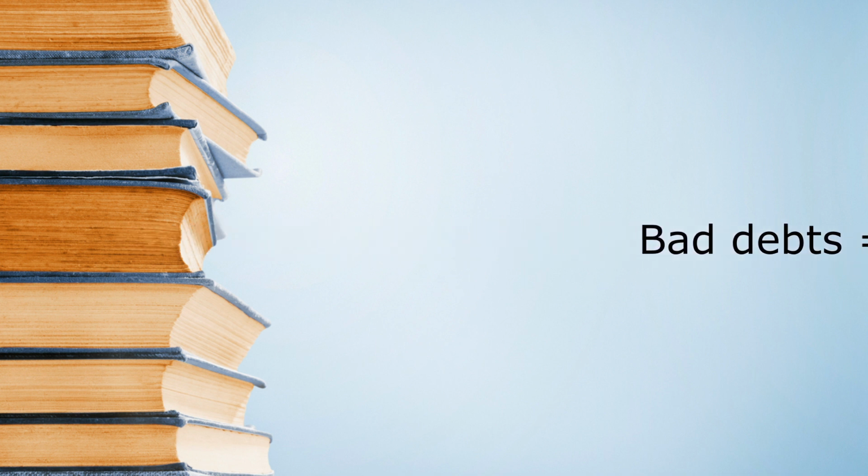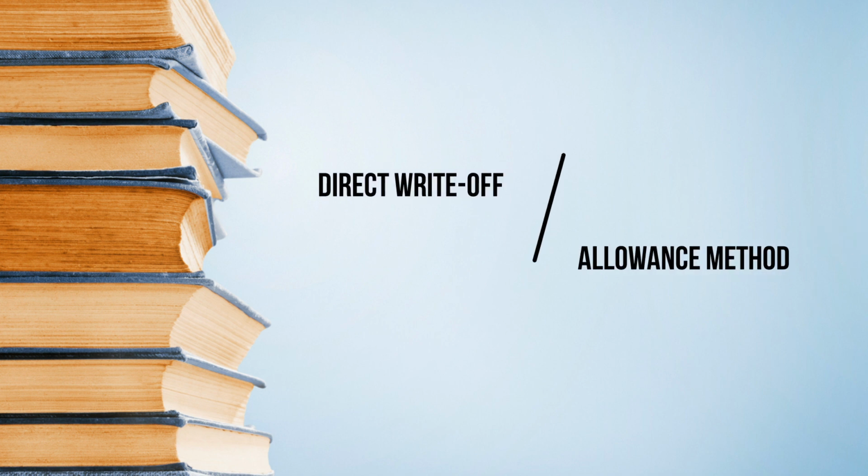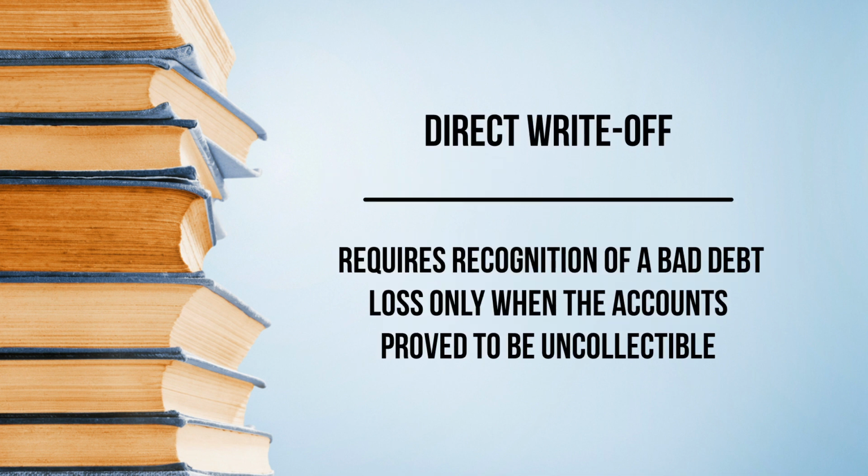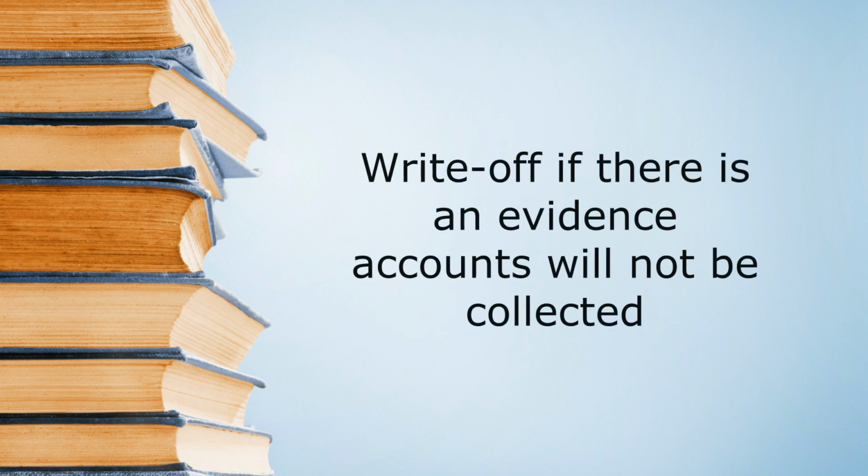There are two methods followed in accounting for bad debts, namely the direct write-off and the allowance method. The direct write-off method requires recognition of bad debt loss only when the accounts prove to be uncollectible. So, for example, if there is a probability for one account not to pay, there will be no accounting entry made until there is evidence that the customer indeed cannot pay their account.